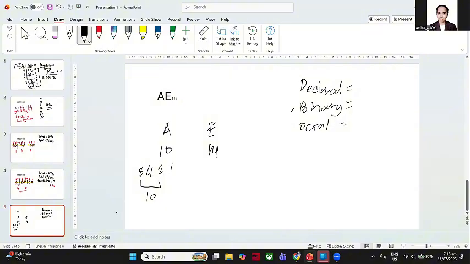Now, 8 and 2 make 10. Now, how are we going to put this in binary? Right now, we add the group. We have the first group, this group. We have the second group, which is 14. And then, okay, now.